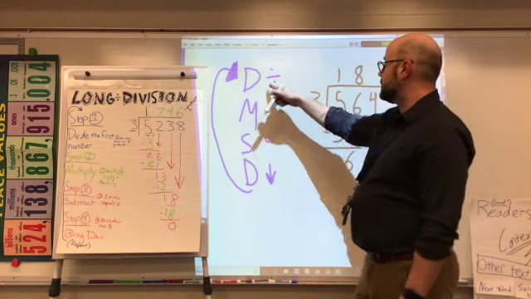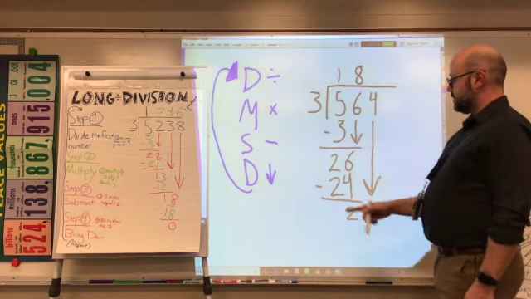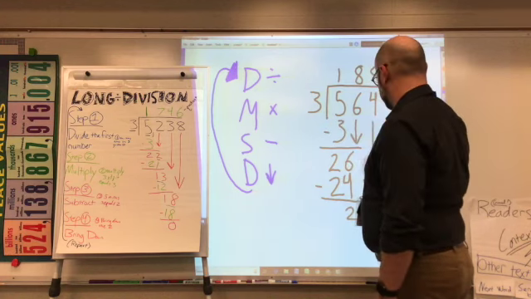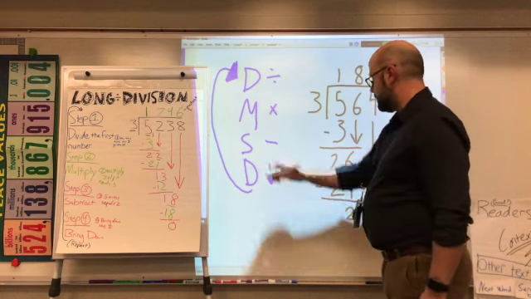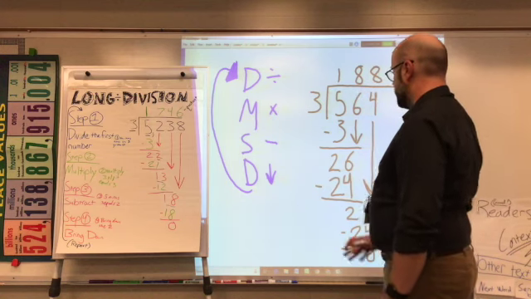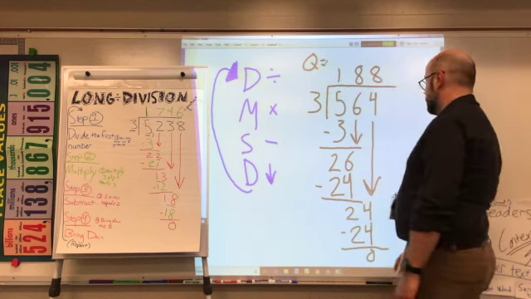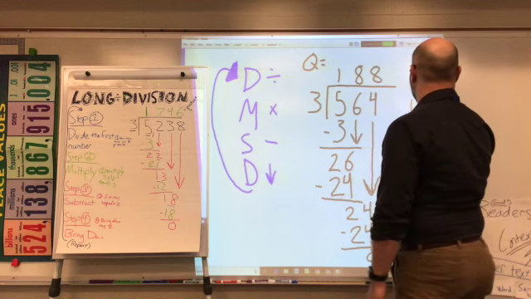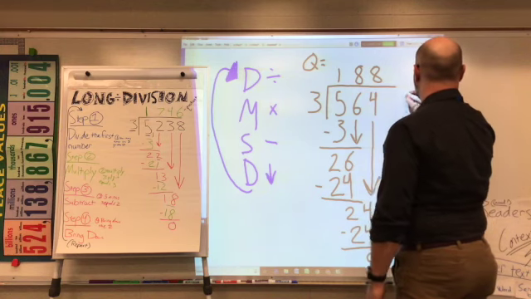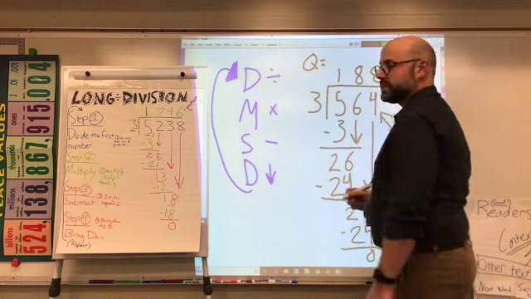Repeat the process. How many times can 3 go into 24? Well, I just did that on the previous problem. 3 goes into 24 8 times, so I put an 8 up here. Multiply. 3 times 8 is 24. Subtract. 24 minus 24 is 0. No more numbers to drop. I don't need to repeat the process. Our quotient equals 188. And of course, check your work. 188 times 3. 3 times 8 is 24. 3 times 8 is 24 plus 2 is 26. 3 times 1 is 3 plus 2 is 5. 564.